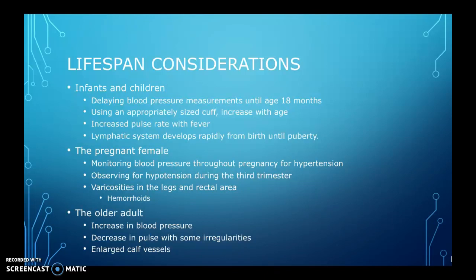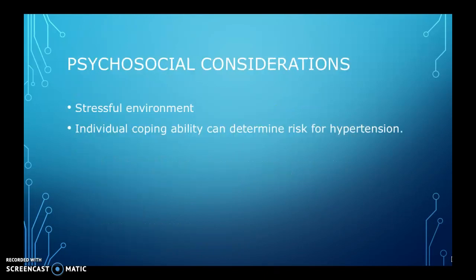With the older adult, sometimes there is an increase in blood pressure, and sometimes that has to do with the loss of elasticity in the blood vessels. Decrease in the pulse with some irregularities. A lot of times the calf vessels are enlarged, and you may notice some varicose veins. So like I said in the cardiovascular assessment, we need to make sure that we are taking into consideration the stress that somebody is experiencing, because it increases the workload of the heart.